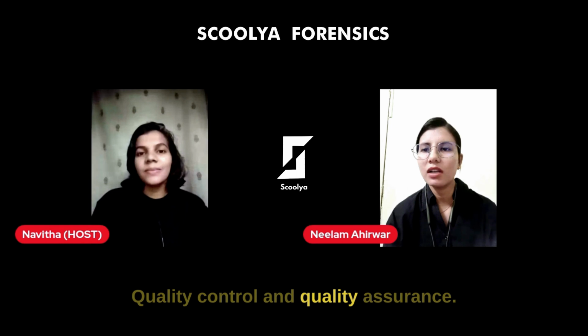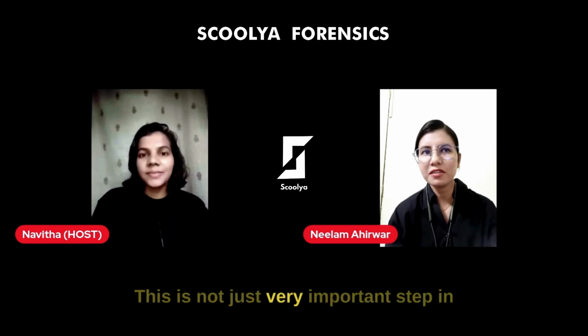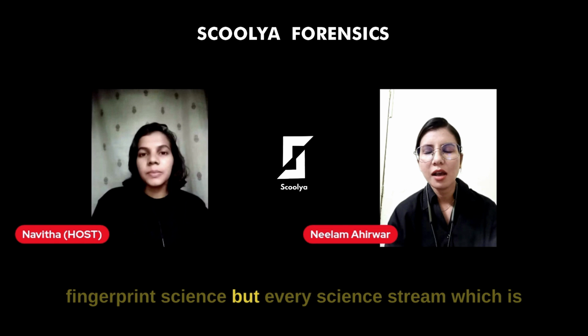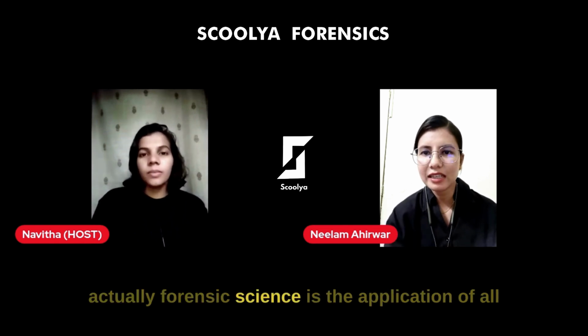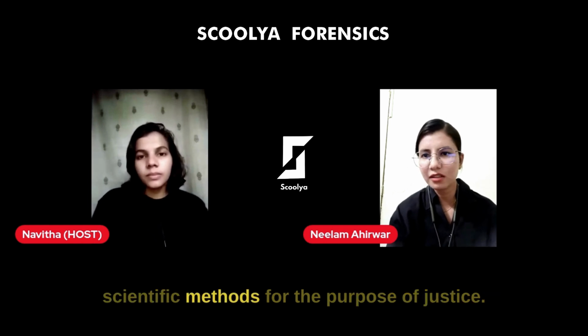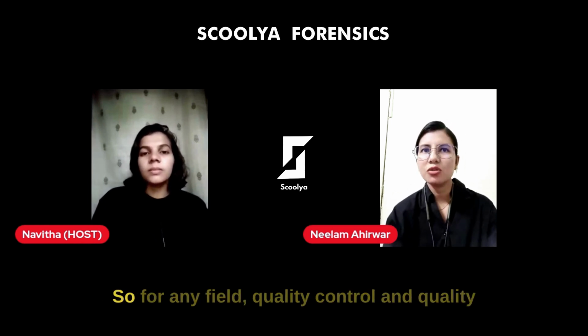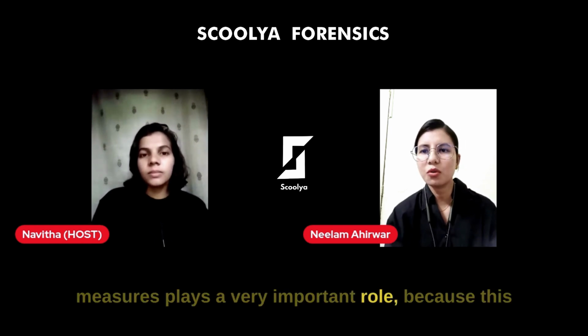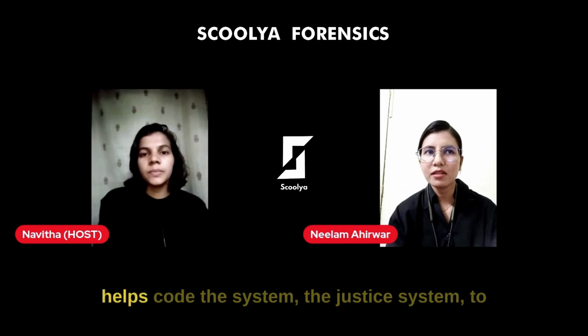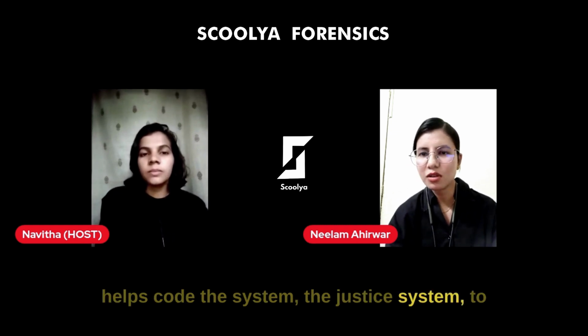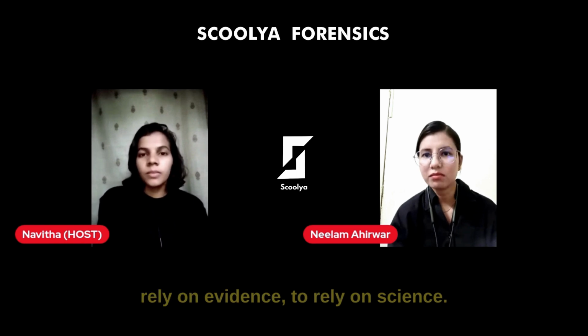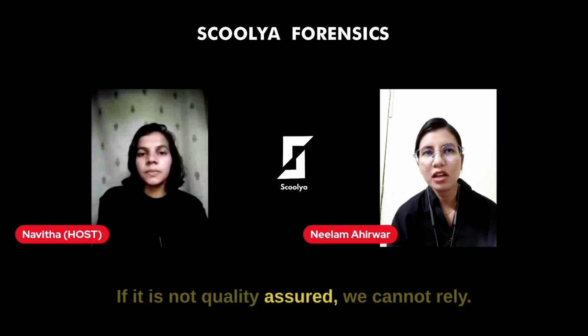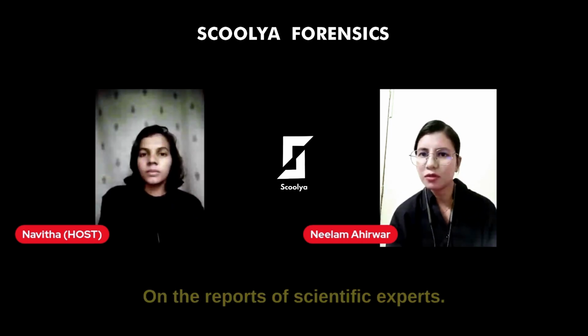Quality control and quality assurance is not just a very important step in fingerprint science, but in every science stream. Forensic science is the application of all scientific methods for the purpose of justice. So for any field, quality control and quality measures play a very important role, because this helps the justice system to rely on evidence, to rely on science. If it is not quality assured, we cannot rely on the reports of scientific experts.